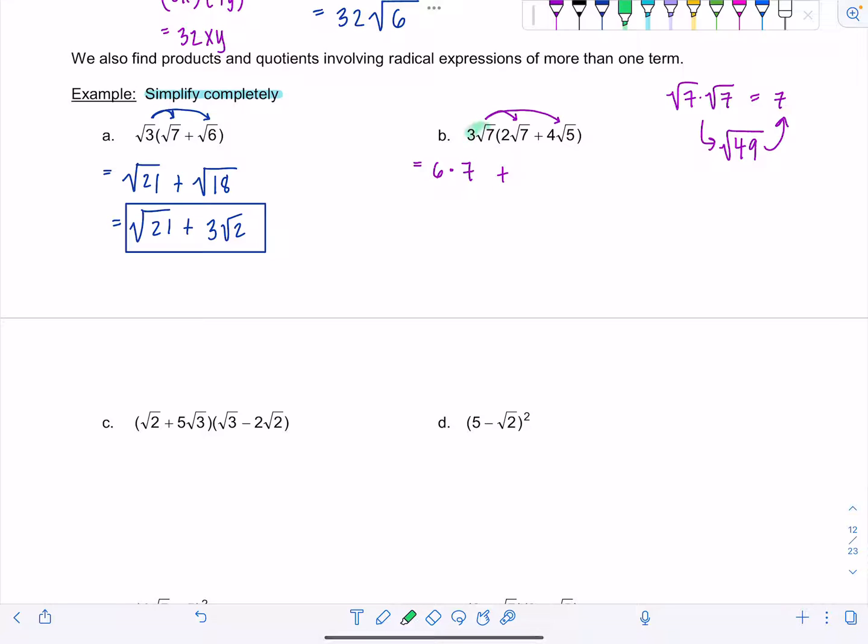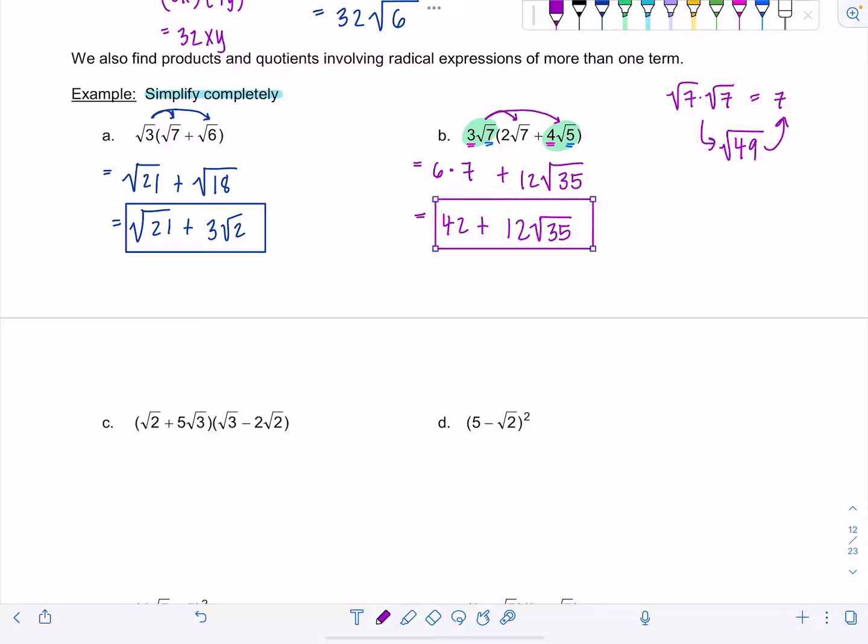Plus, now I'm going to multiply 3 rad 7 by 4 rad 5. So again, very cliquish. 3 only hangs out with 4. So 3 times 4, that's 12. And then rad 7 is only going to hang out with rad 5 in their exclusive club under the radical. 7 times 5, 35. And then that's it. So 6 times 7, 42, plus 12 rad 35. And that's it. Box it.